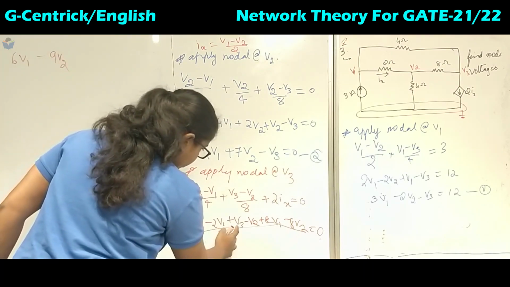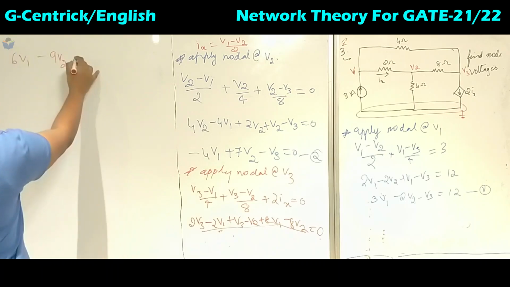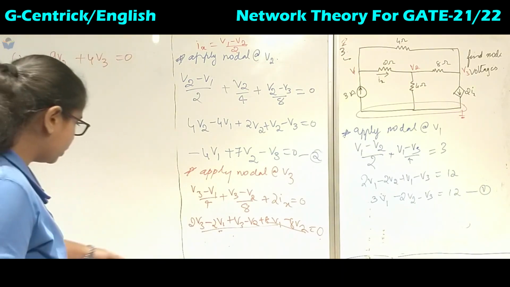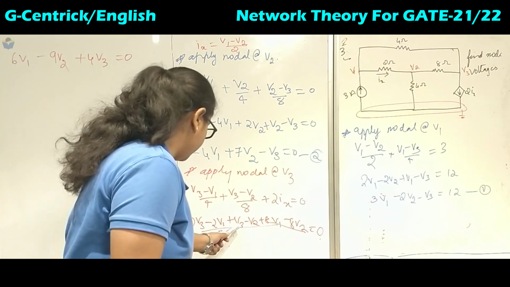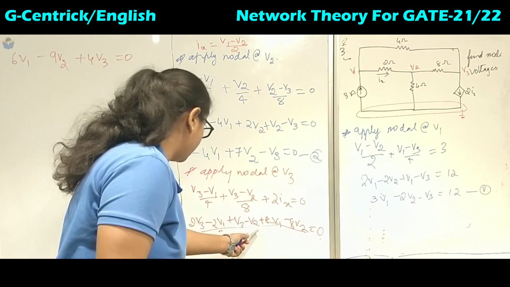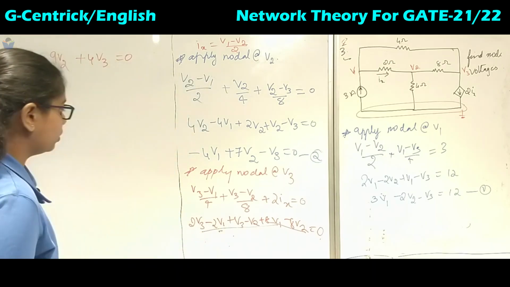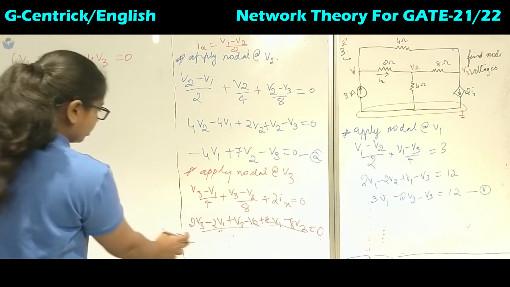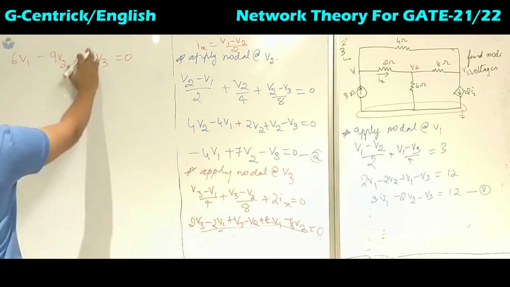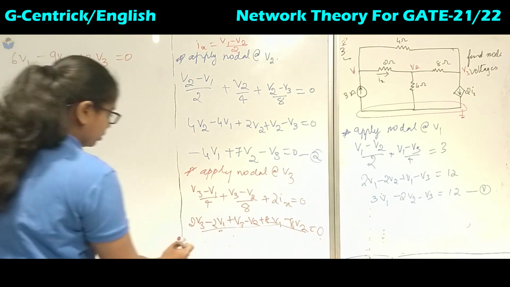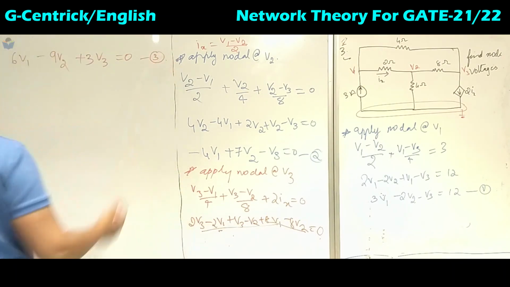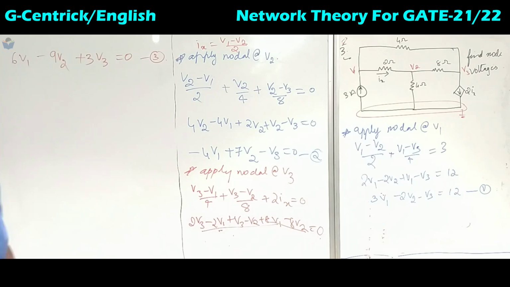Here is 2V3, 4V3 plus 4V3 equal to 0. So minus 2V1, 6V1 minus 8V2 minus 9V2, then 2V3. So this is 1V3, 3V3, it is 3V3 equal to 0. So this is equation number 3. So now we will apply Cramer's rule.